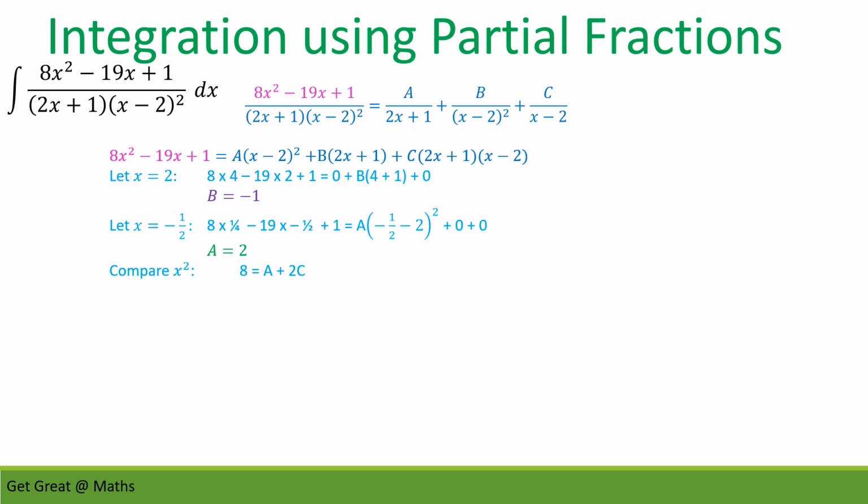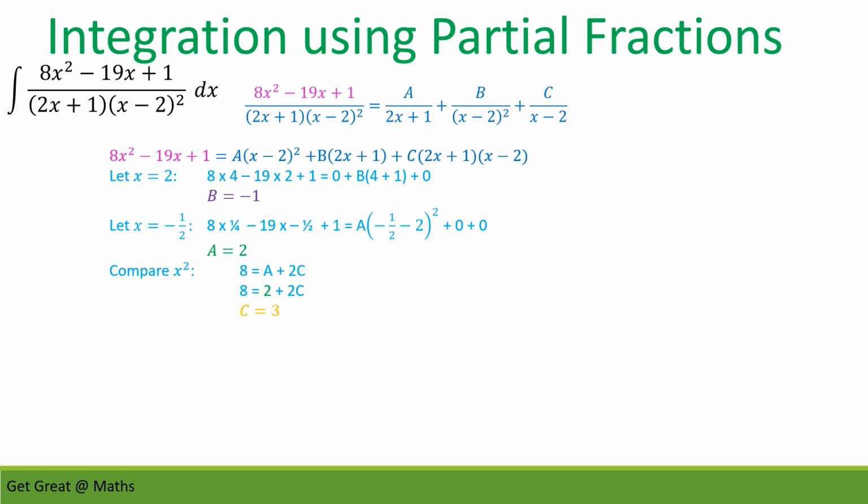On the A term, the first term, I've got an A times x squared, so I've just got an A. The middle term with the B in, there is no x squared term. On the last term with the C, I've got C times 2x times x, which gives you 2C x squared, which means the coefficient is 2C. Now we know the value of A is already 2, so I can substitute that value in. Then I could subtract 2 from both sides to give me 6. So 2C is equal to 6, therefore C is equal to 3.